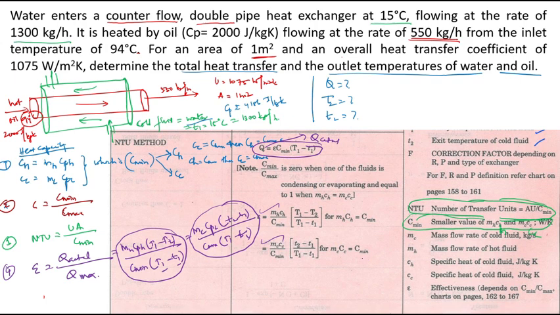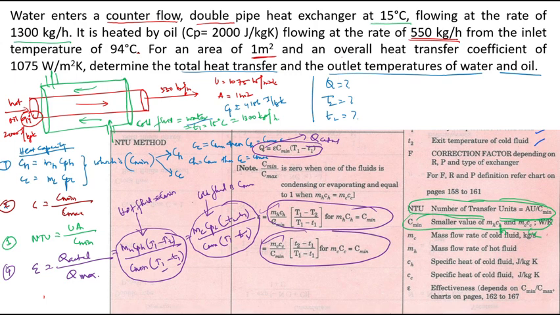If the cold fluid is C minimum, you can use this formula. For the hot fluid as C minimum, you can use this other formula. These two formulas can be directly related here. The effectiveness is equal to the actual over the maximum. These are the four important parameters in the NTU method.